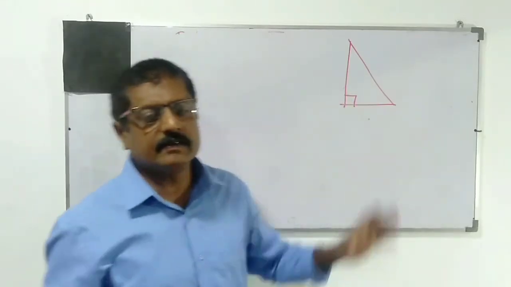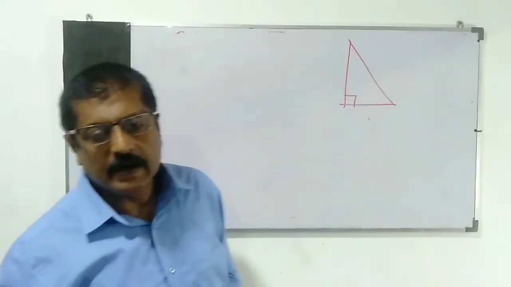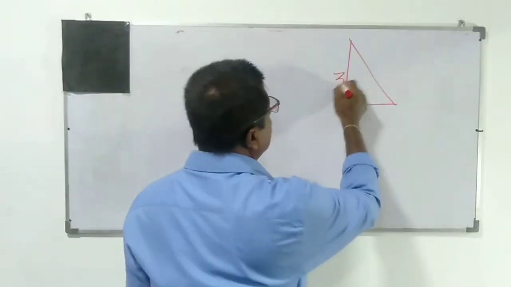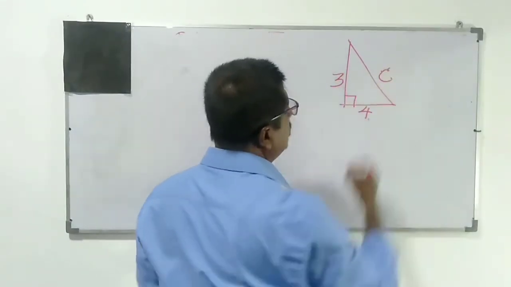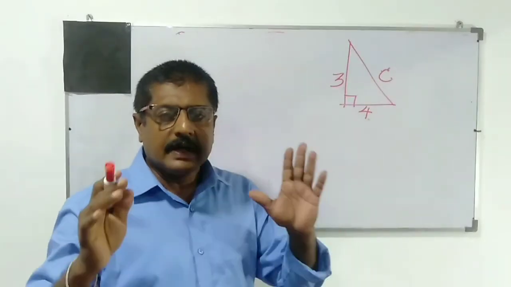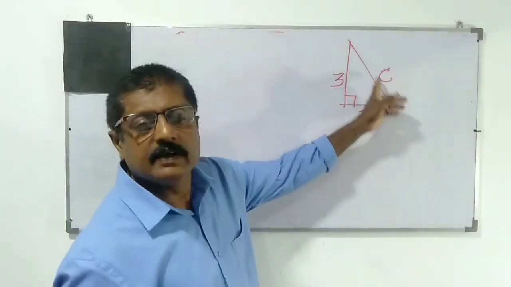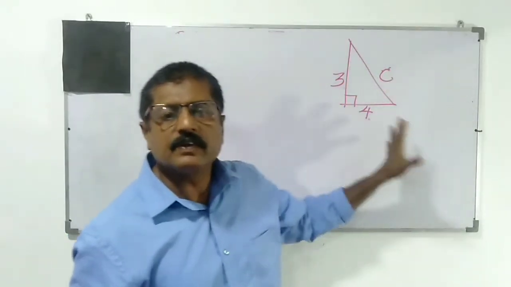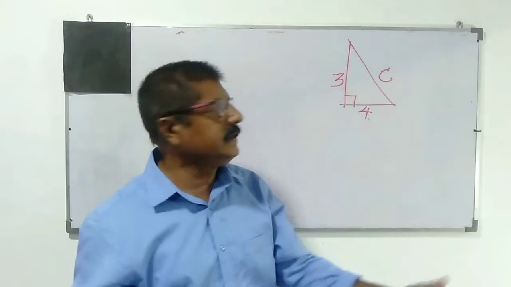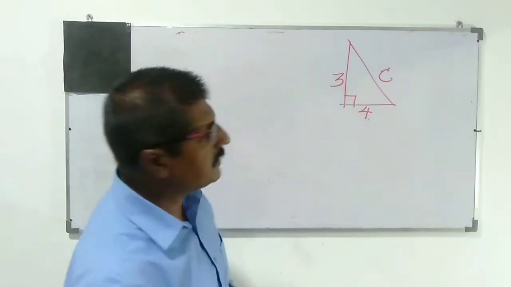Alright, this is the right angle triangle. This is 3, this is 4. Calculate this length. Very basic. Now we know this is the hypotenuse. The area of the square drawn on that means C squared equals this one squared plus this one squared.